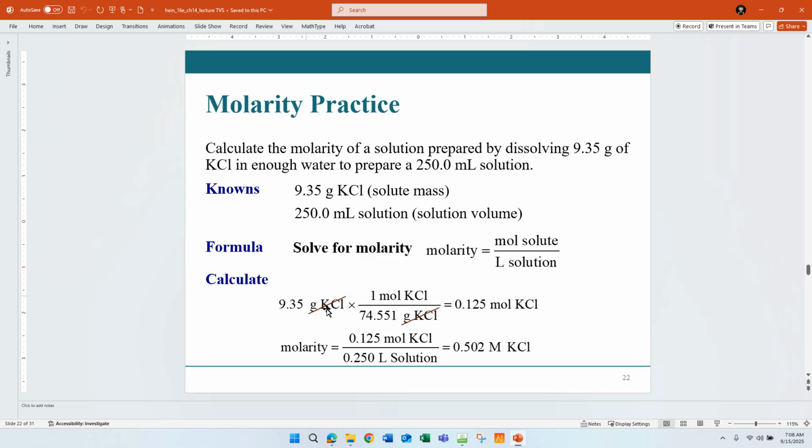Then, it doesn't show the math here, but there's 1,000 milliliters in 1 liter. So we just divide 250 by 1,000, and we get 0.250 liters. Then we just divide those two numbers, and we end up with 0.502 moles per liter of KCl, or a 0.5 molar solution.